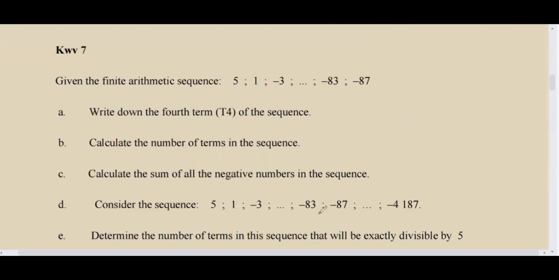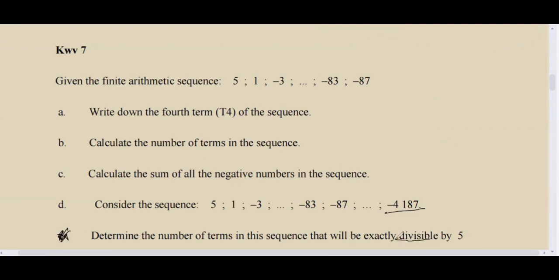Then let's look at D. For D, they say consider the sequence 5, 1, -3, then they gave you -83, -87, but this time your -87 is not the last term. The last term is -4,187. And then the question here was supposed to be this: determine the number of terms in the sequence that will be exactly divisible by 5.